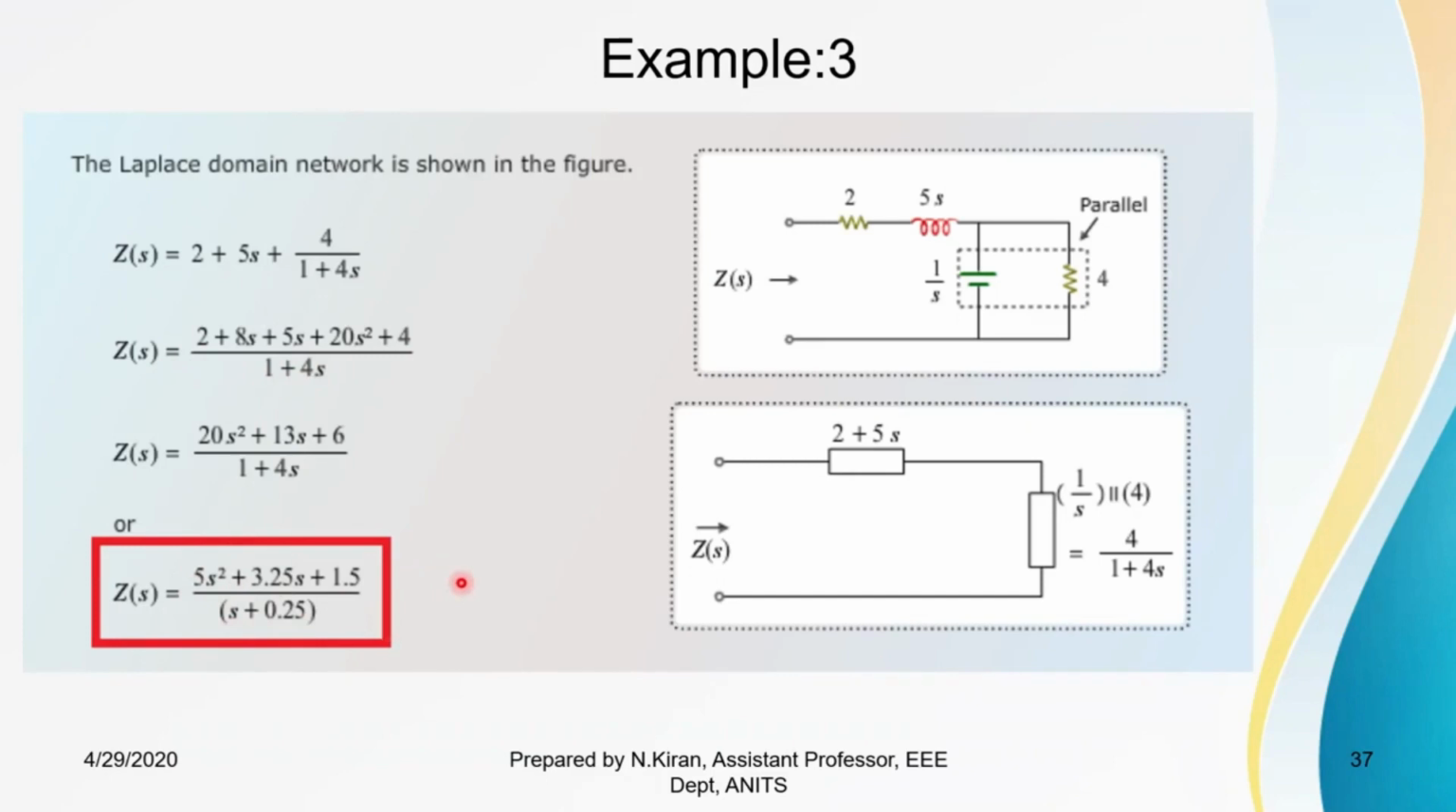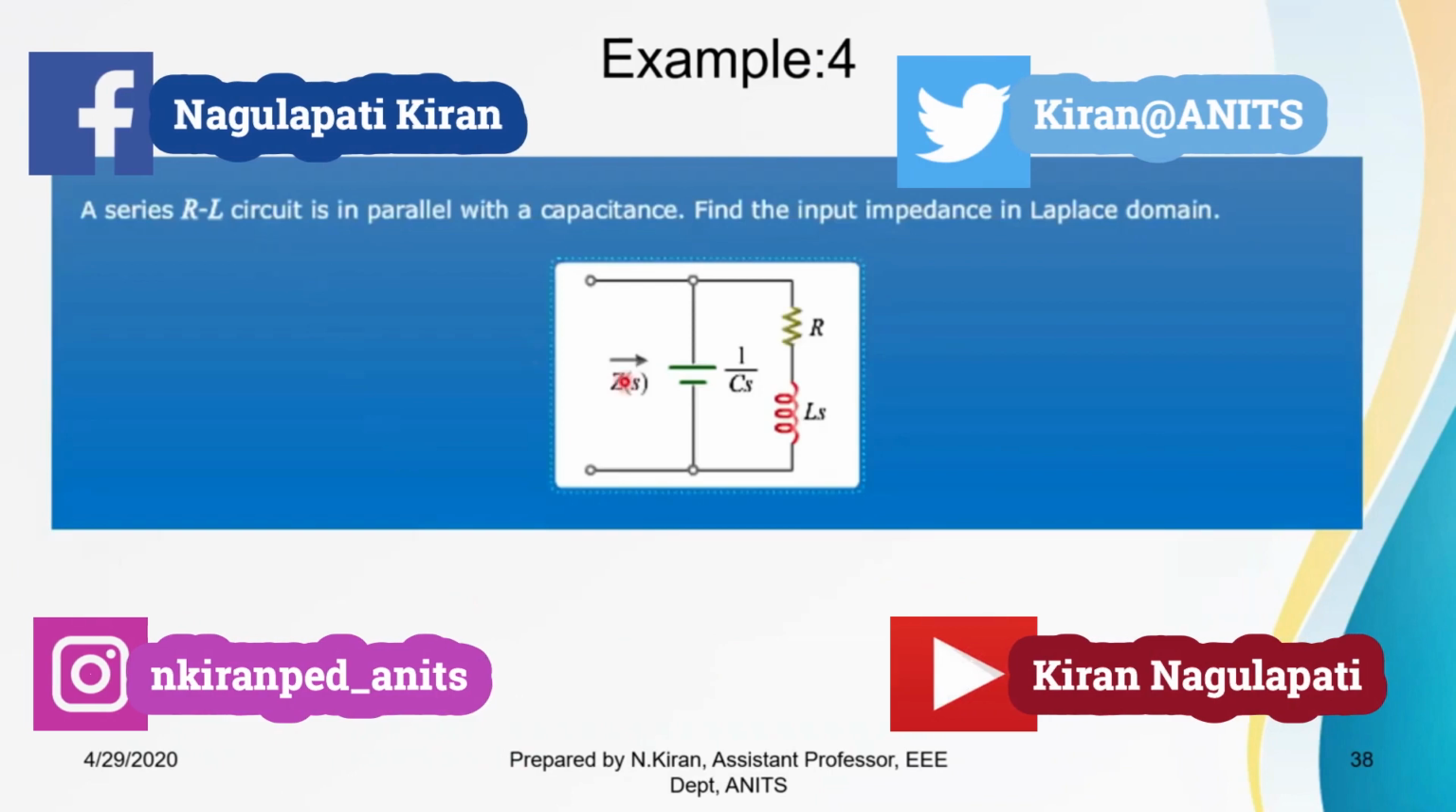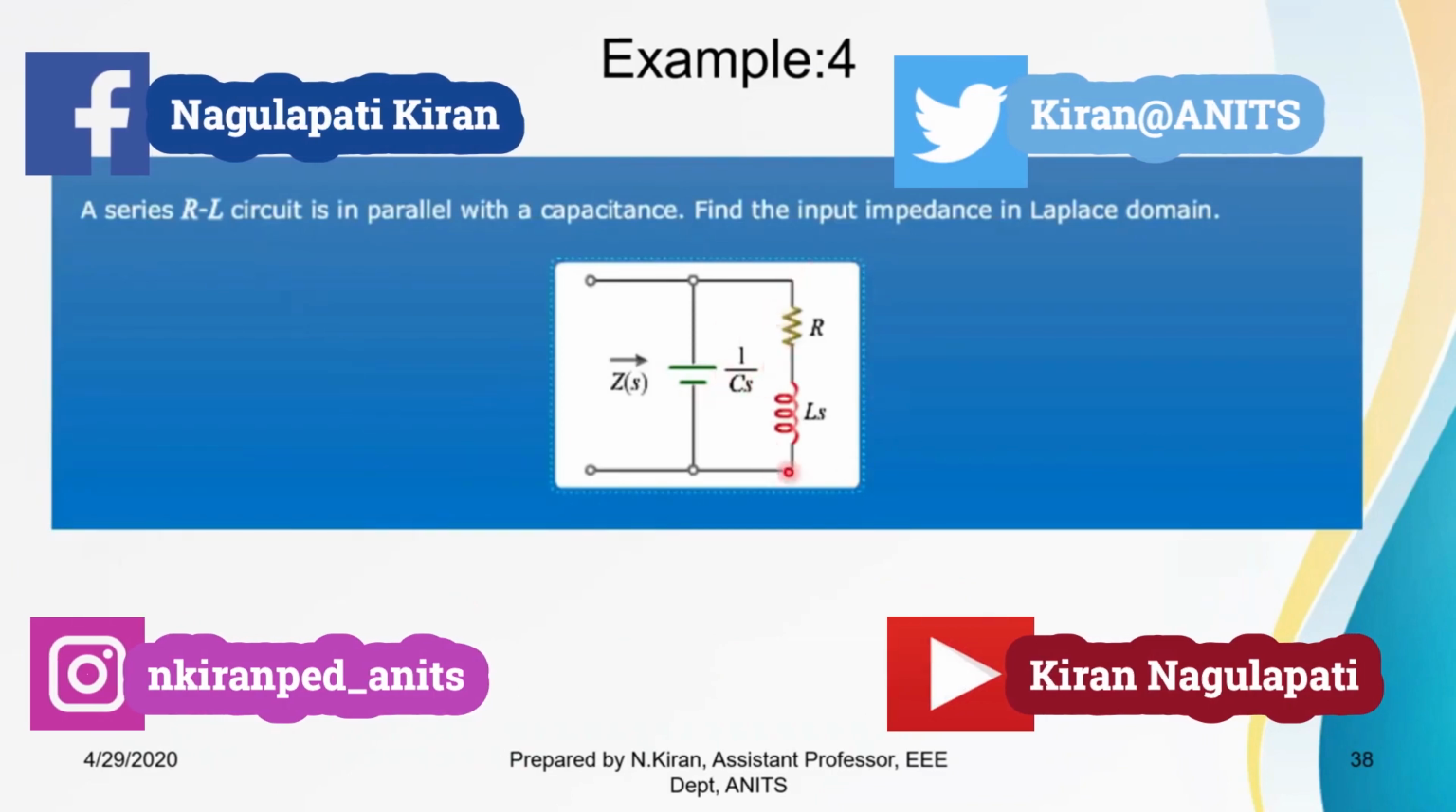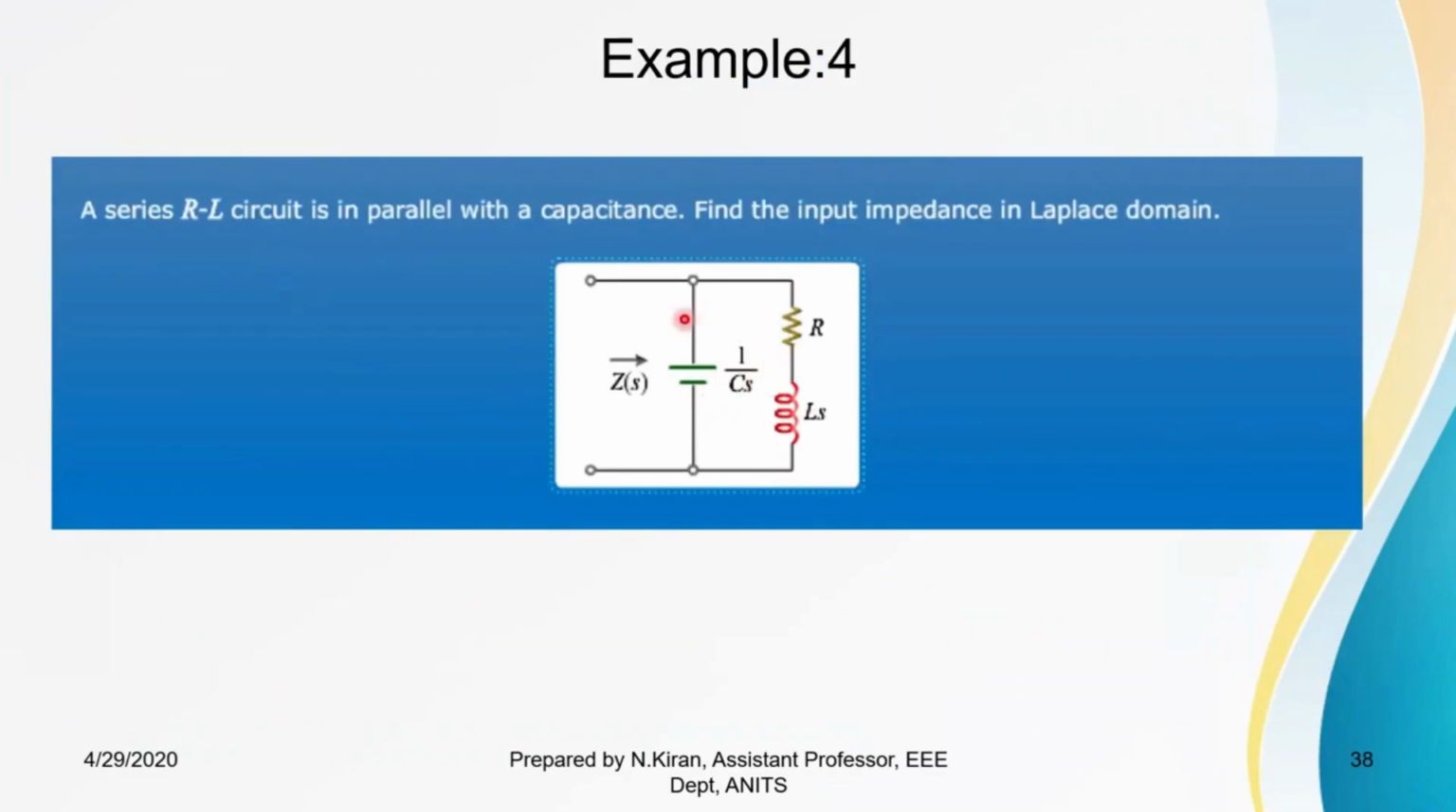So the next example: we have an RL circuit in parallel with the capacitor 1 by Cs. Here he has given it directly in the Laplace domain. He has asked us to find the input impedance, which is nothing but the driving point impedance.